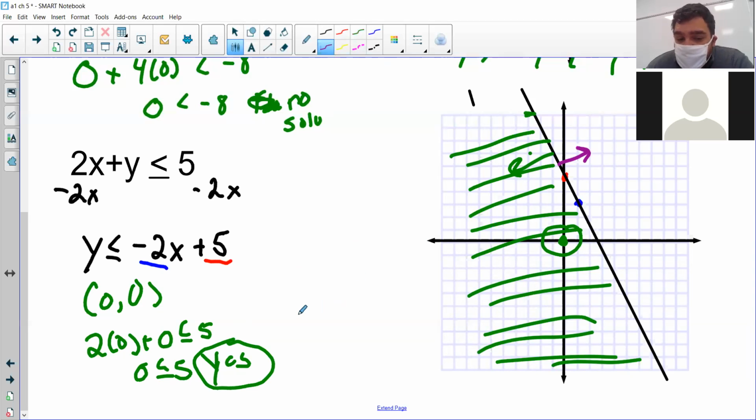In an alternate universe, if I got no, then I would shade the purple side, or away from the 0, 0. You're starting from the line you made, whether dotted or solid, and shading either towards or away. That's why I can't say the instructions are above or below or left or right. It has to be towards your test or away from your test.